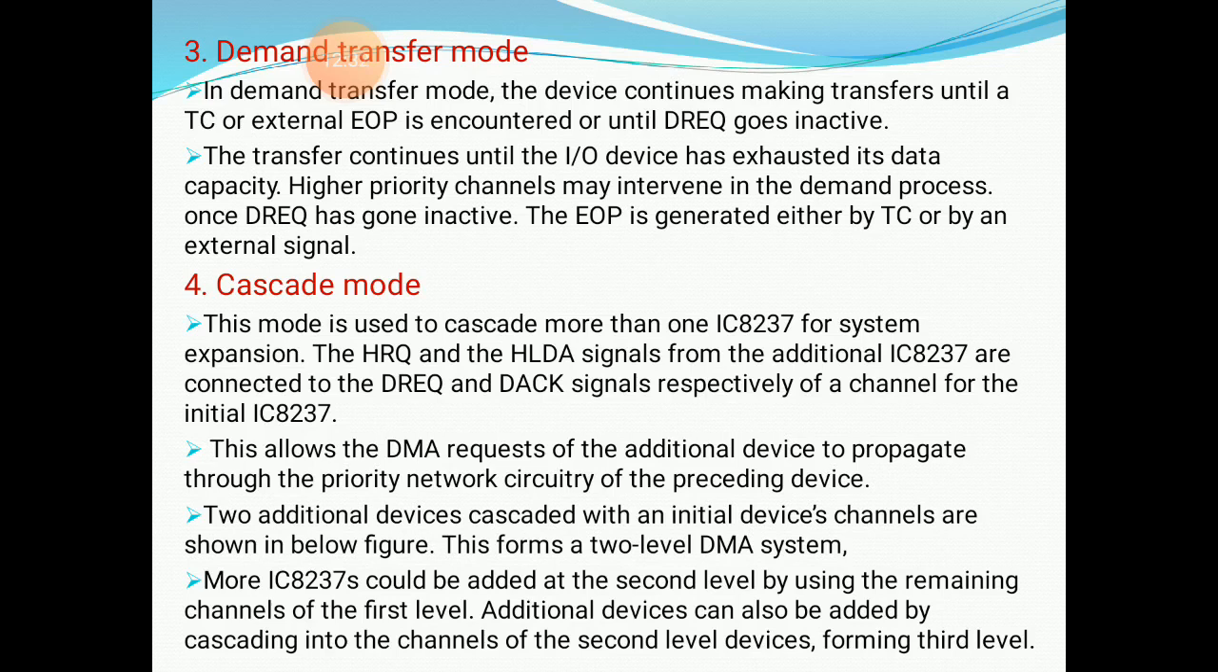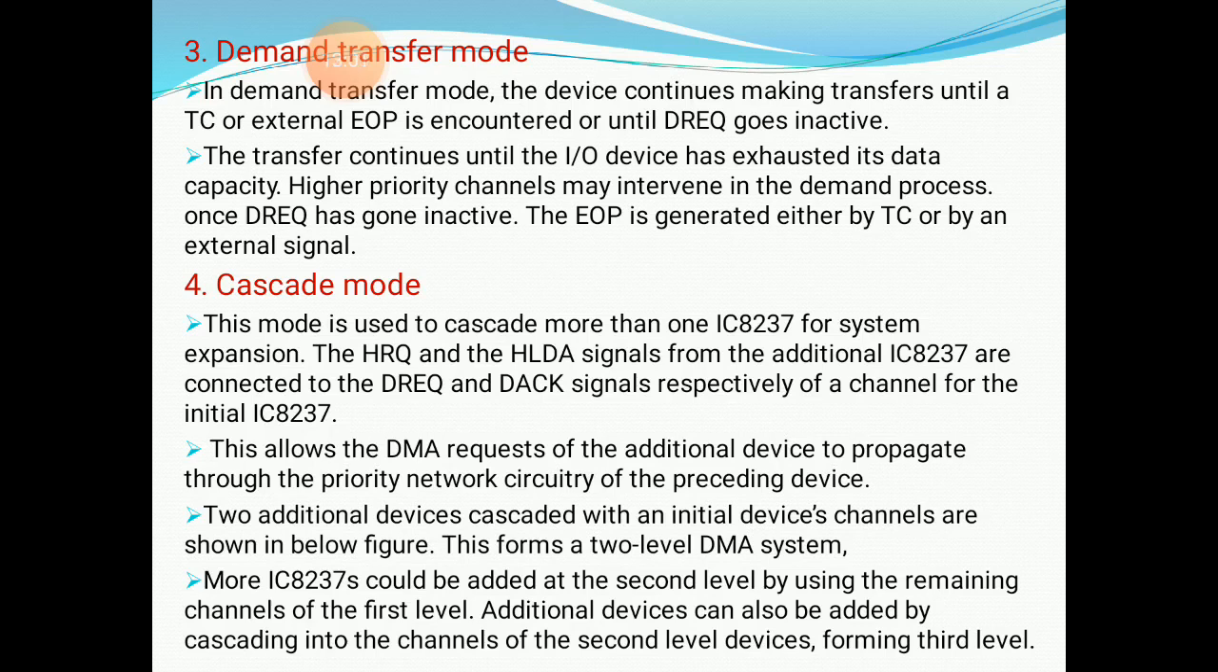The HRQ and HLDA signals from the additional 8237, that is the slave device, are connected to the DRQ and DACK signals respectively of a channel of the initial 8237, that is the master device. This allows the DMA request of the additional device to propagate through the priority network circuitry of the preceding device.